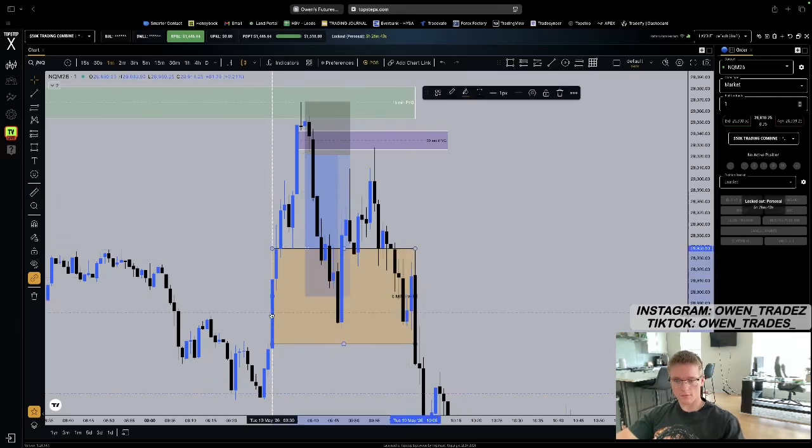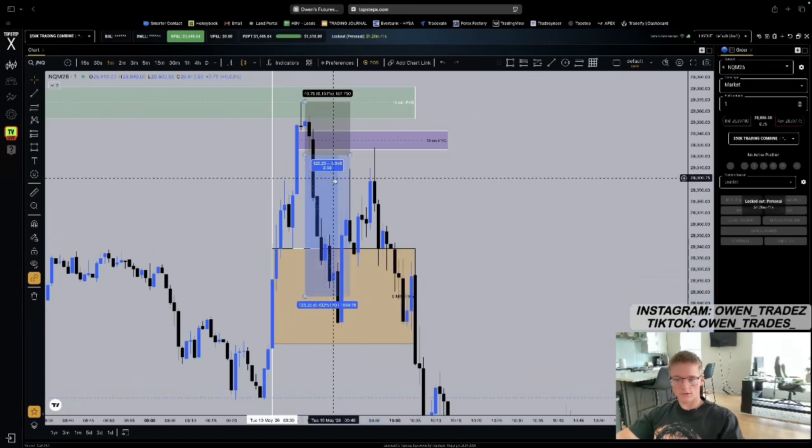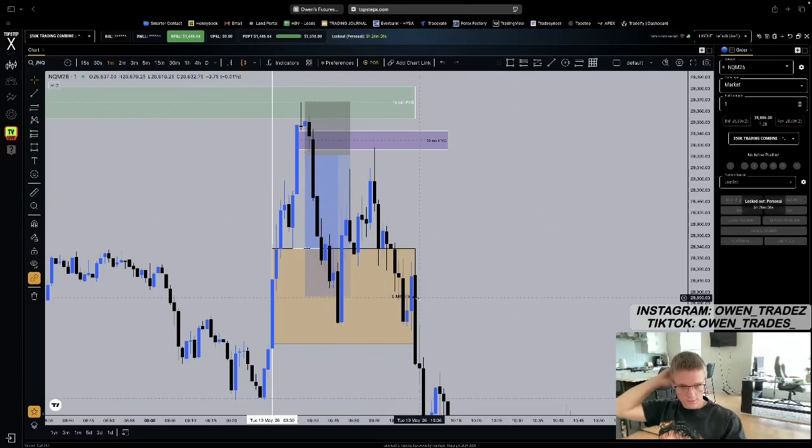So come in, we tap that perfectly for 125 points, about 1 to 2.5 risk reward. So those are the two trades I took on NASDAQ.